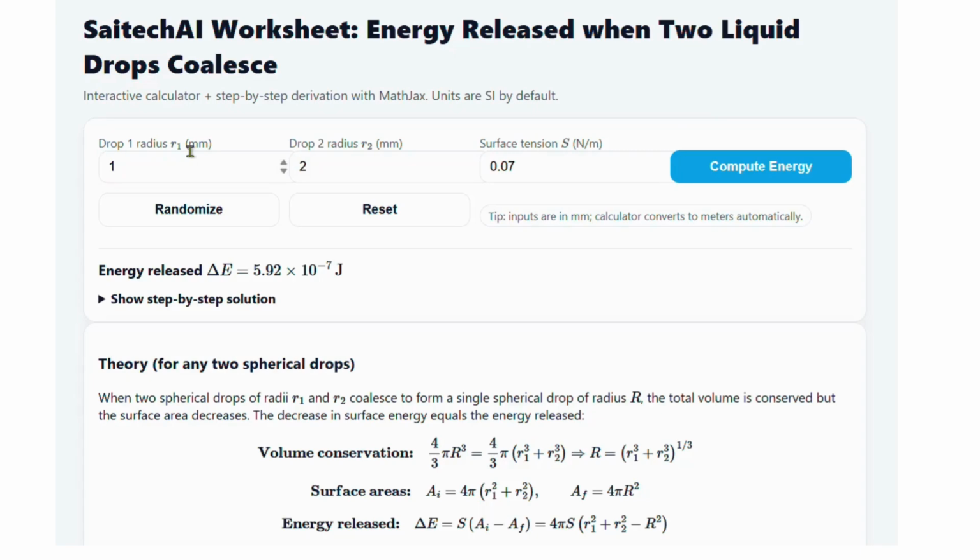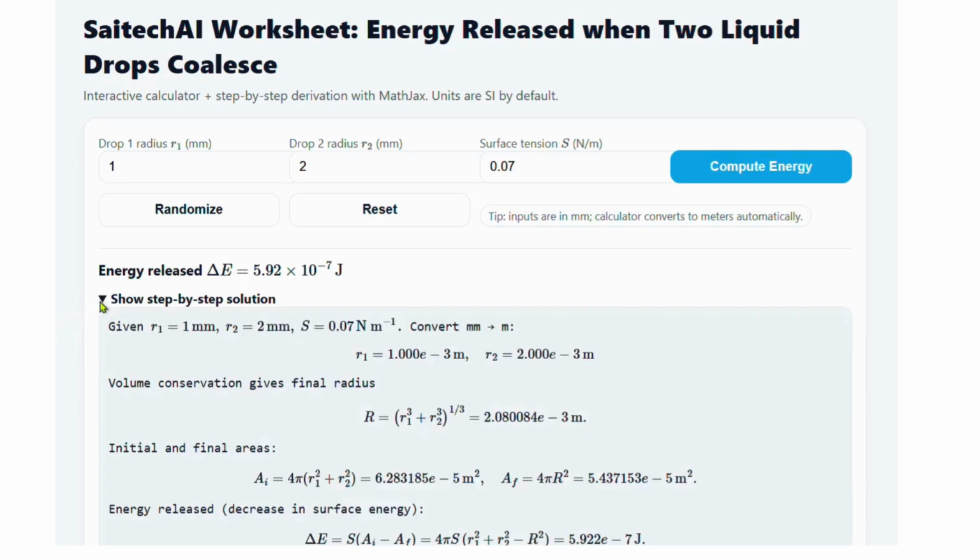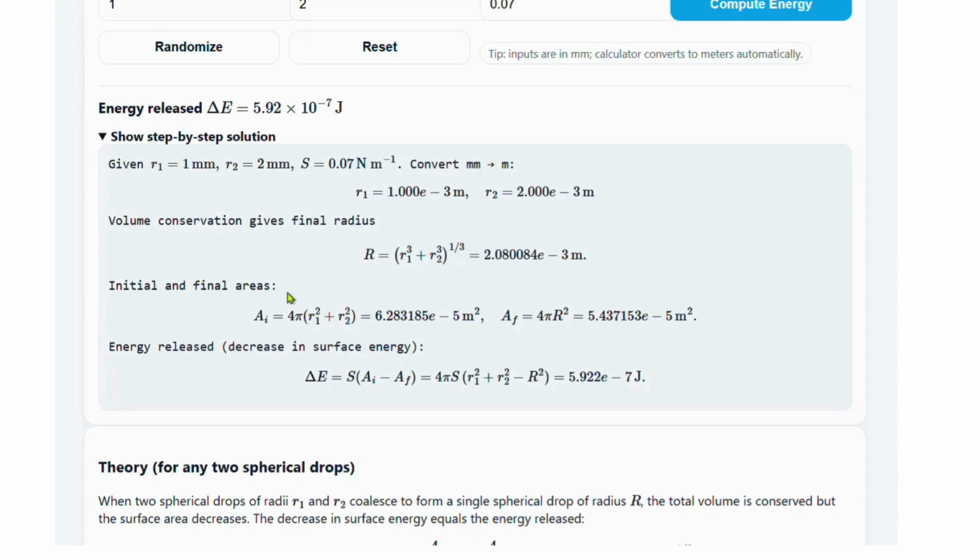Now, the radius of the first drop is 1 mm. The radius of the second drop is 2 mm. The surface tension is 0.07 Newton per meter. So these are the given parameters, and we have to find the energy associated with this. The energy associated with this is found to be, as we already calculated, 5.92 into 10 power minus 7 joule. Now, here I have given the step by step approach for this.